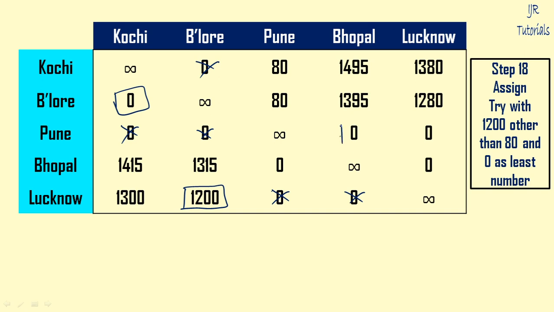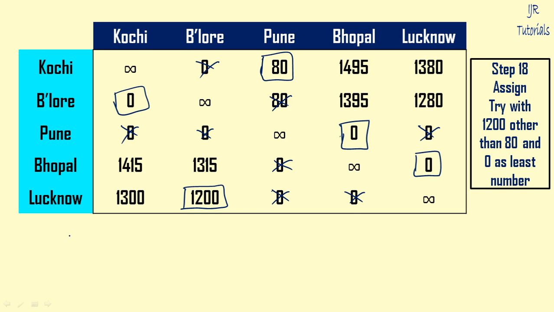And see the Bhopal here. In Bhopal there is 1 zero, so we can strike off this zero. And if you see Kochi, there is an 80, so we can select this 80 and cancel the remaining 80 and 0 in that. And finally, there is only 1 zero, we have to take this zero. And see, there are 5 assignments.